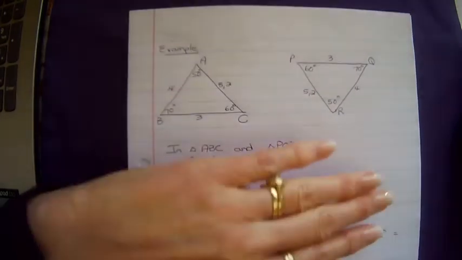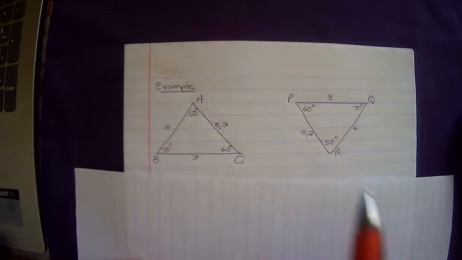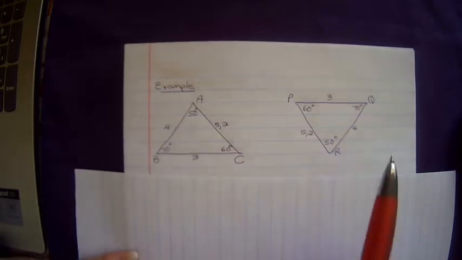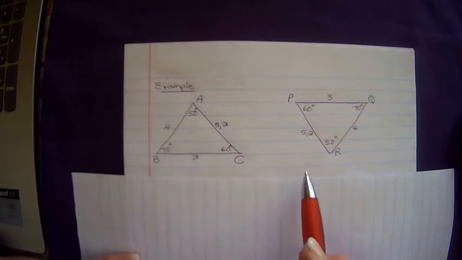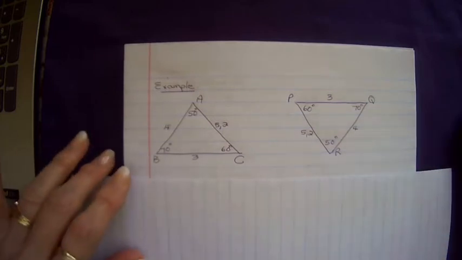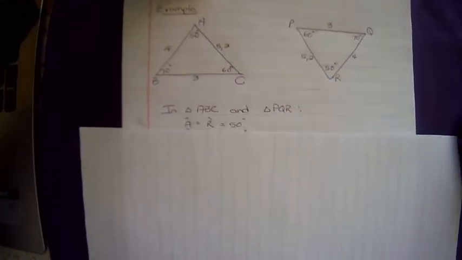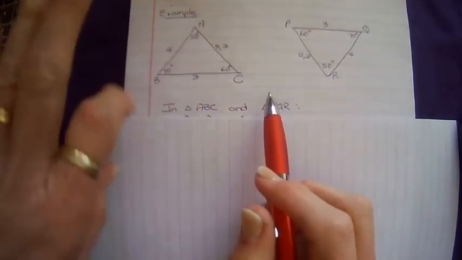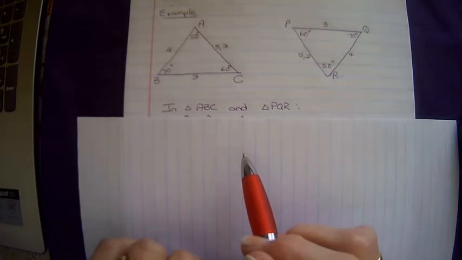So let's do an example. I give you these two triangles. Now remember, it can be any shape. It can be a square and a square, or a rectangle and a rectangle, as long as the sides and everything are the same. So what I'm going to do is try to find, in those two triangles, 3 sides and 3 angles equal to each other.